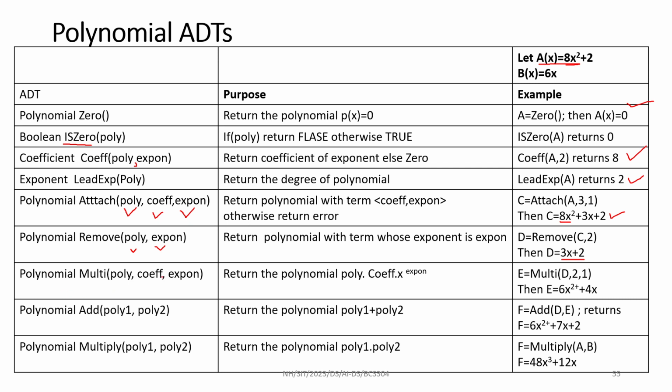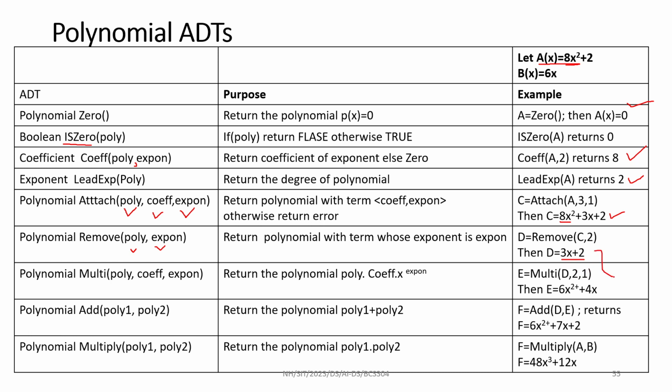Next, multiply. You can multiply two polynomials, and you can multiply a particular term to a polynomial. As explained in the previous case, a particular term you're going to multiply to a polynomial. For example, I have to multiply a term 2x power 1 to d. The answer will be 3x into 2x power 1, that is 6x square, plus 2 into 2, that is 4x, plus 3 into 2, that is 6.